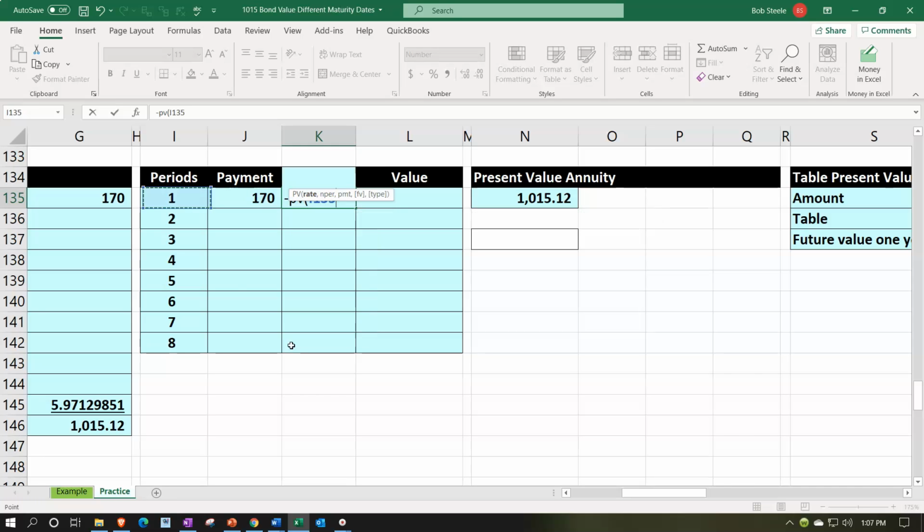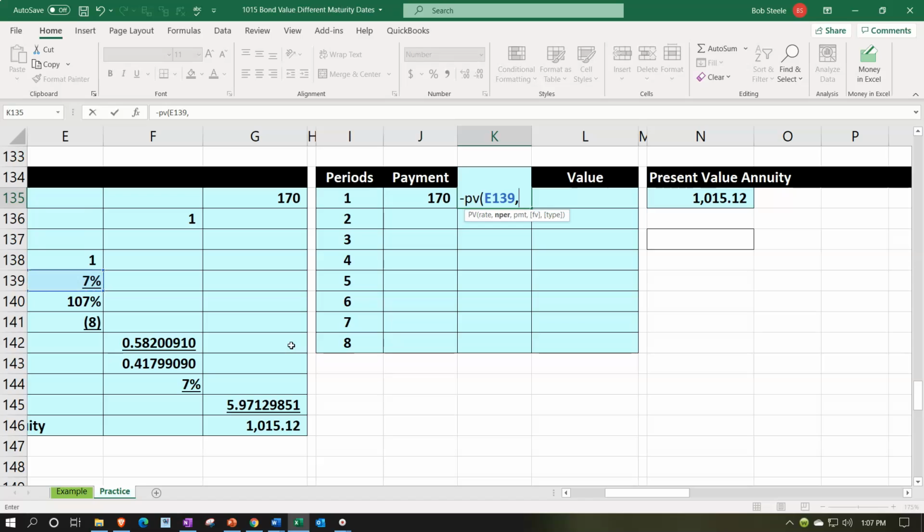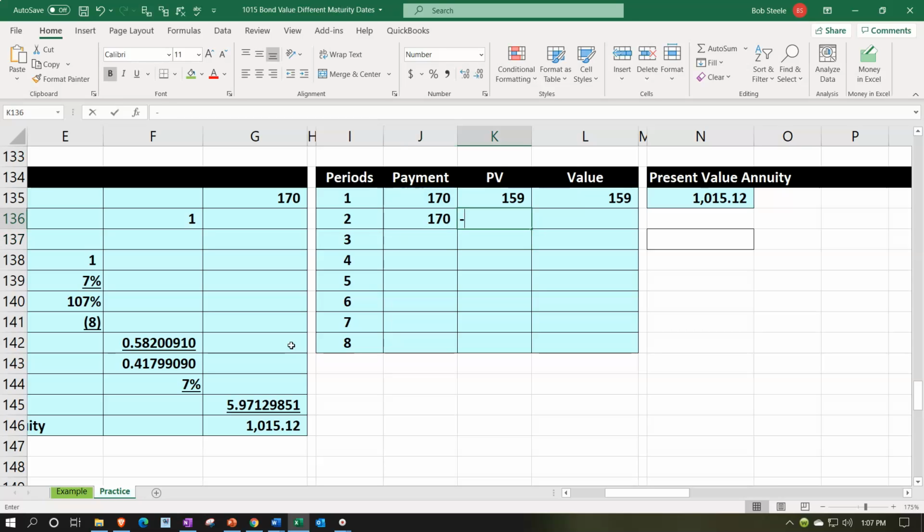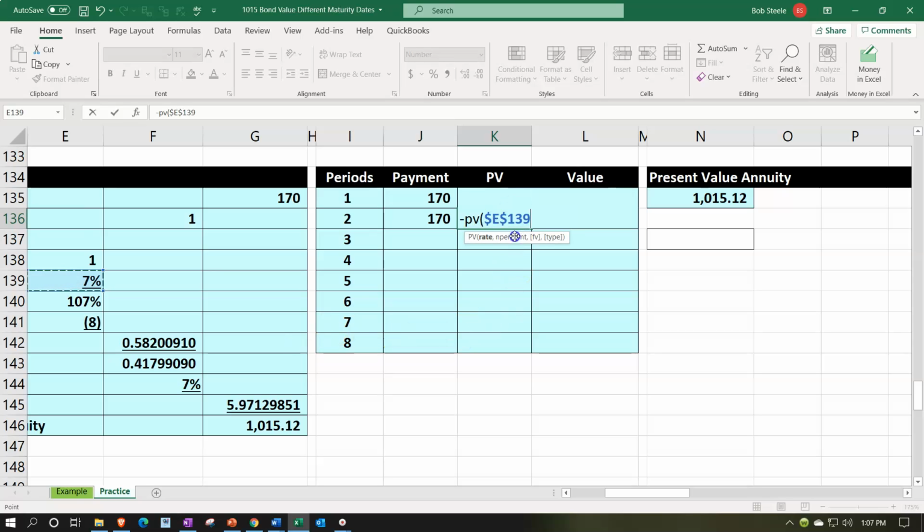PV, shift 9, rate is going to be 7%, comma, number of periods 1, comma, comma, future value 170. There we pulled that one back 1 at a time. We're on period 2. That's where our focus is. Period 2 here. Negative PV, shift 9, rate 7%. I'm going to percentify that as we go. F4, $ before the E and 139, comma, number of periods 2, comma, comma, and then 170 and enter.